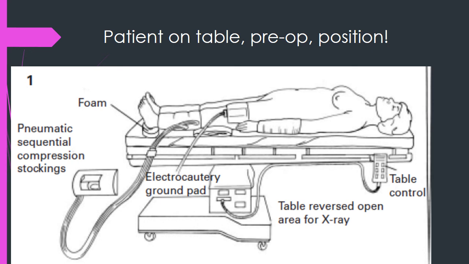Also ensure that once your patient is in supine, you have kept enough foam pads to prevent pressure. You have kept a pneumatic compression device. Your ground pad of the electrocautery is correctly positioned, and that your table can easily permit the X-ray cassette in the likely event that you need an on-table cholangiogram.